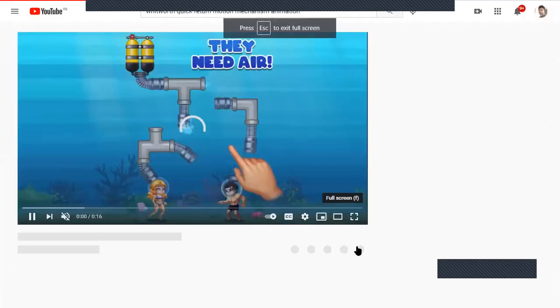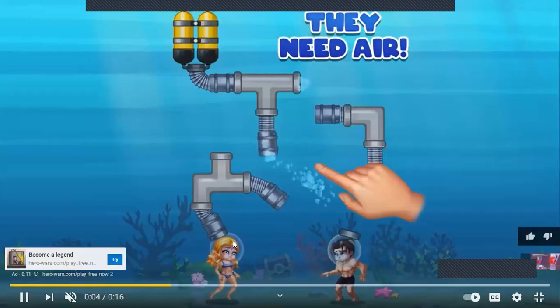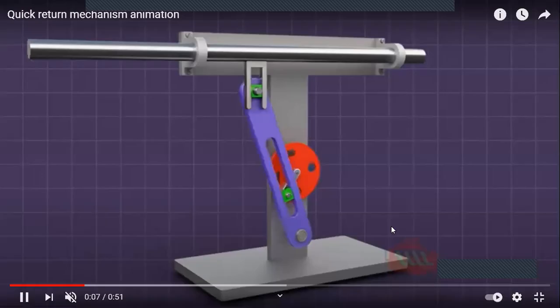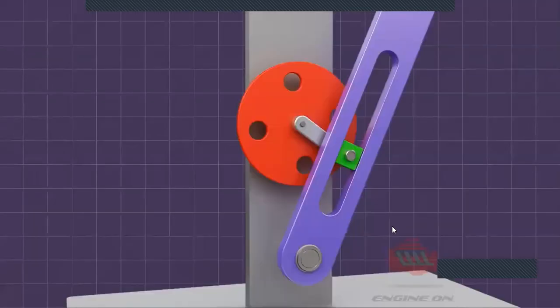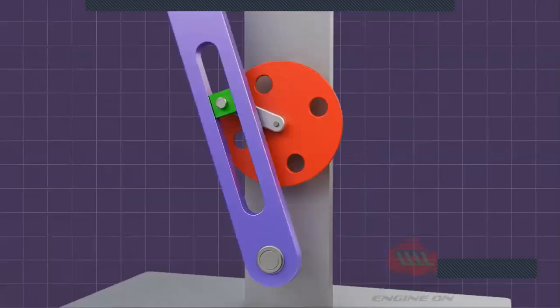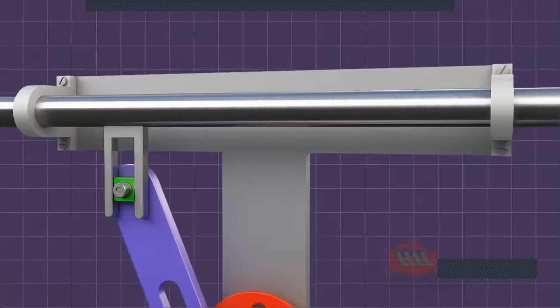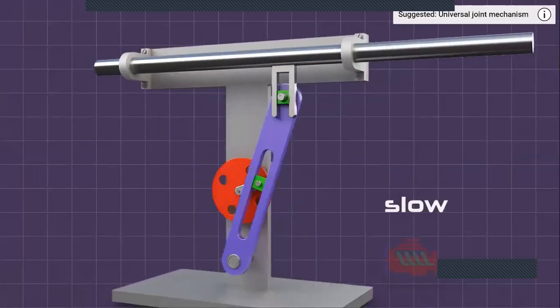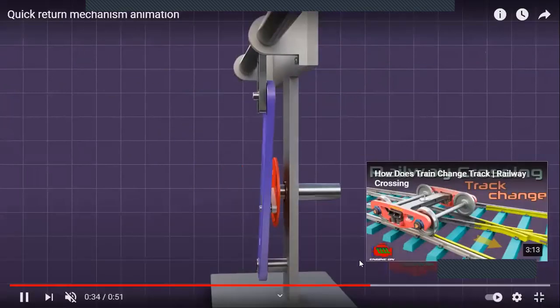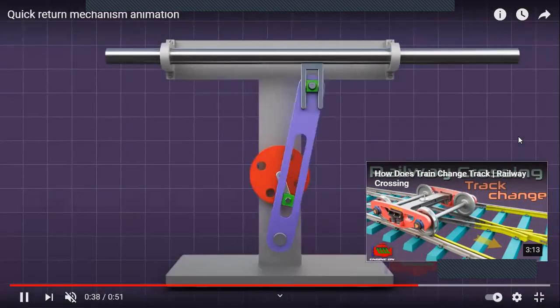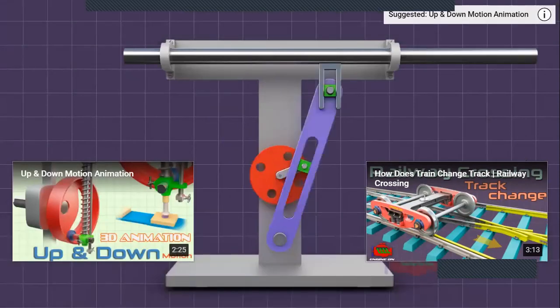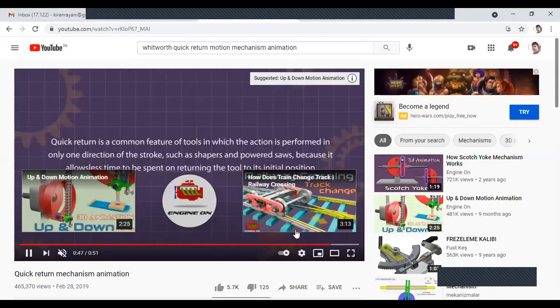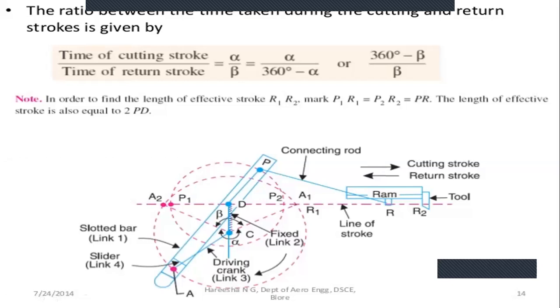So let us see the last one. These are the different types of mechanisms for the Whitworth quick return motion mechanism. These are the last two mechanisms in the single slider crank chain.